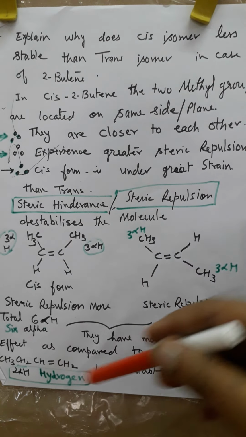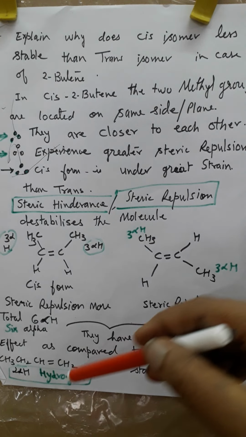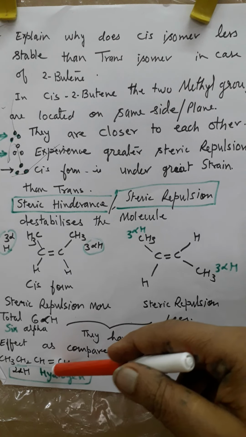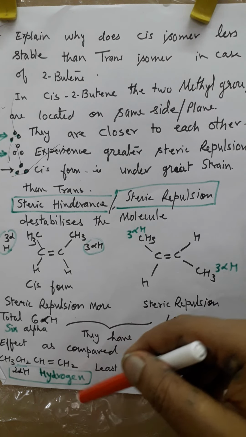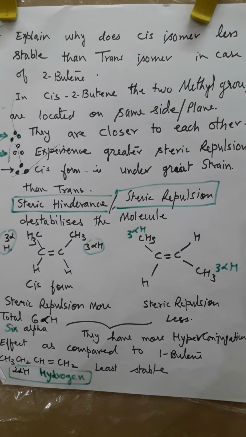Clear? Now although the alpha hydrogens are the same here, 6 and 6 in both, here how many alpha hydrogens? Only 2 alpha hydrogens. So taking the example of 1-butene, we can say it has fewer alpha hydrogens and is also less substituted, so 1-butene is the least stable.